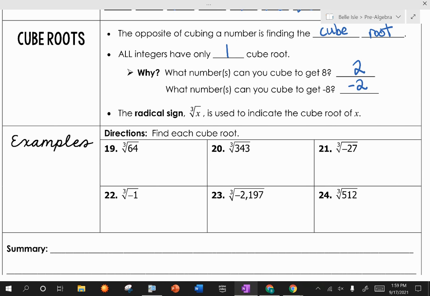The radical sign with a small 3, the cube root of x, is used to indicate the cube root of x, obviously. So find each cube root. Let me show you how to do the cube root in your calculator, because you can. I need everyone to have a calculator in their hands so that we can do this together, since I can't show you up here. We're going to do the first one, the cube root of 64.